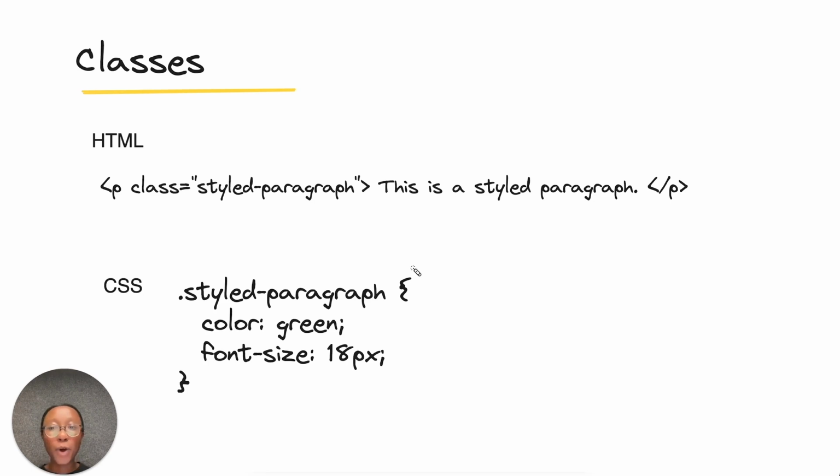So for example, if you didn't want all paragraphs to be green, for example with 18 font, if you just wanted some, but you didn't want to have to spell out that paragraph A should be green and paragraph B should be green, you could assign a class. And then in this CSS file, you can style these elements using the dot symbol, followed by the class name.